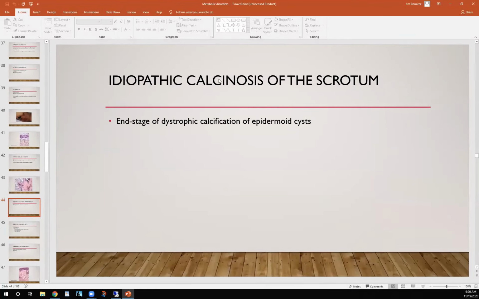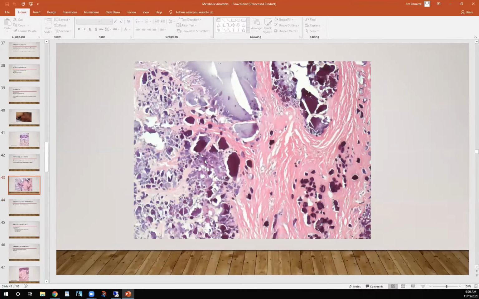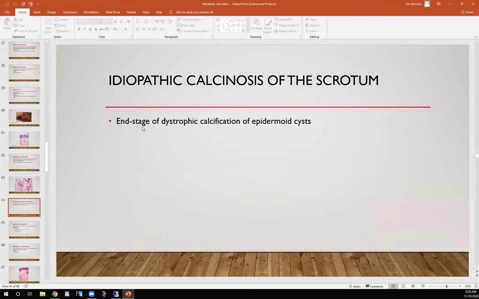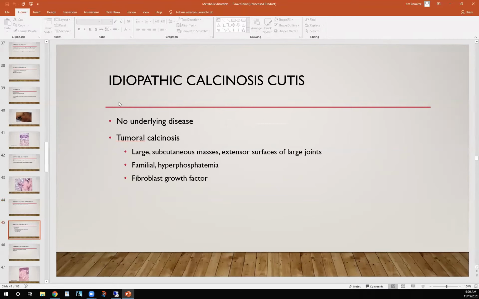Okay, so I'll mention idiopathic calcinosis of the scrotum, of which the image I just showed you was an example. I mention this because it's thought to be the end stage of dystrophic calcification of epidermoid cysts, which I think is probably true because I've seen cases where you have coexisting large deposits of calcium with adjacent ruptured cysts.